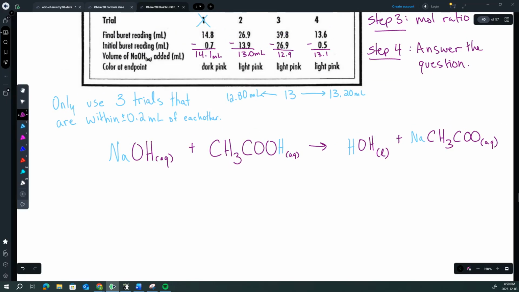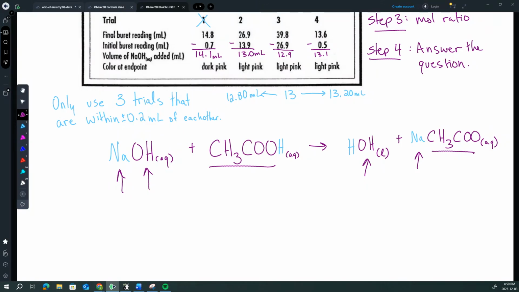Okay, so right now we have our skeletal equation. Let's just make sure everything's balanced. So we have 1 sodium coming in, 1 coming out. 1 hydroxide going in, 1 coming out. 1 acetate ion going in, 1 coming out. And then 1 hydrogen going in, 1 hydrogen coming out. Everything's balanced.